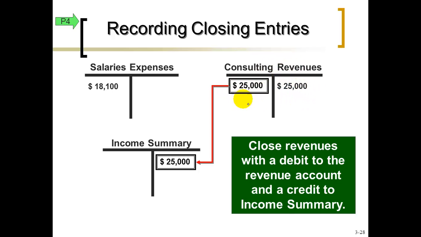And every time we debit one account, we know we got to credit another account, in this case this new temporary account called income summary. So right now revenue is 0. Income summary has increased by $25,000.